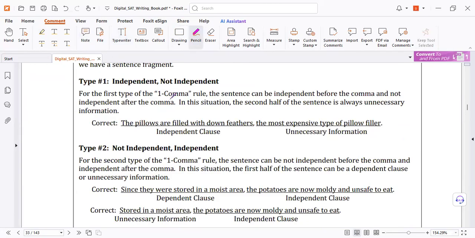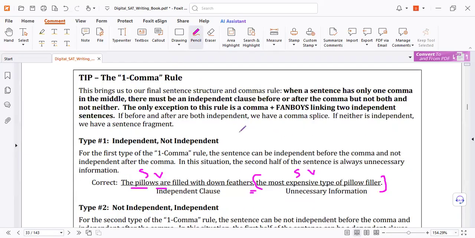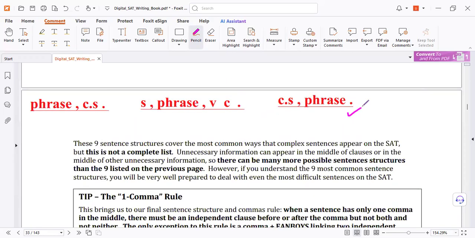Look, sentence, comma. Is this a sentence? How can I know the phrase? The phrase is not a sentence. Is this a sentence? Do we have subject and verb here? We don't, so it's a phrase. So complete sentence, comma, phrase, look, correct. But be careful about the place of the comma.